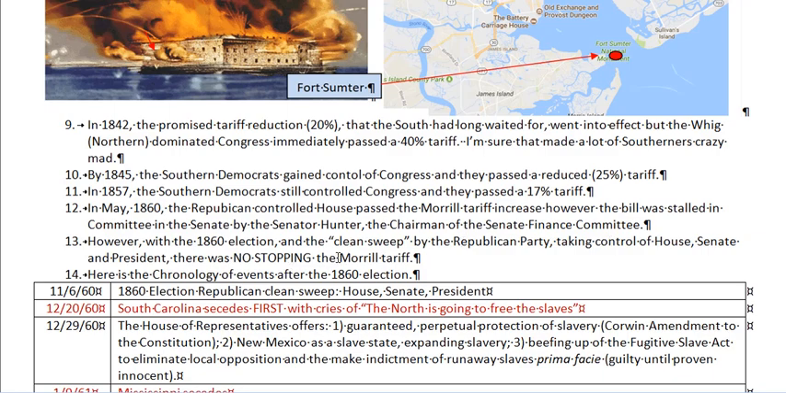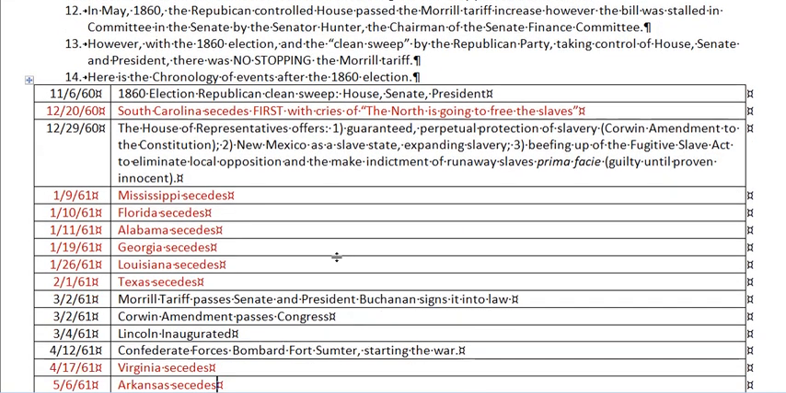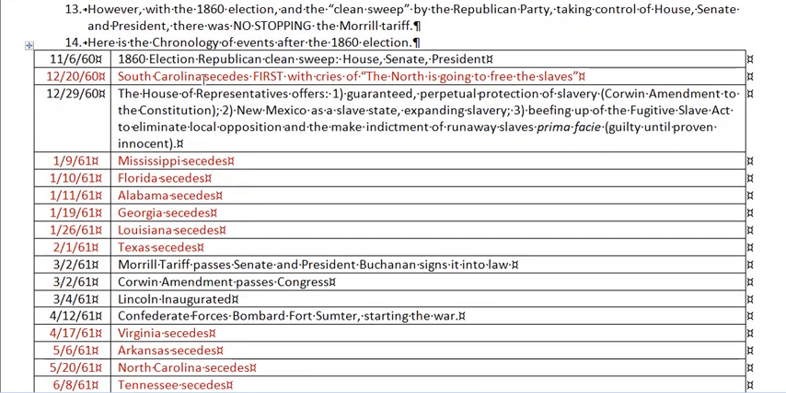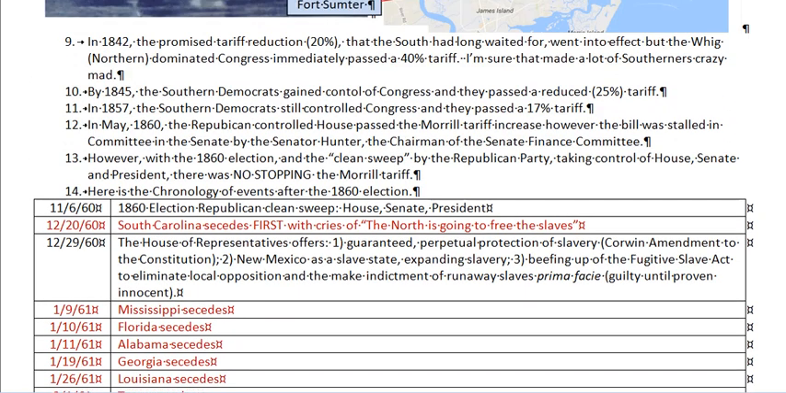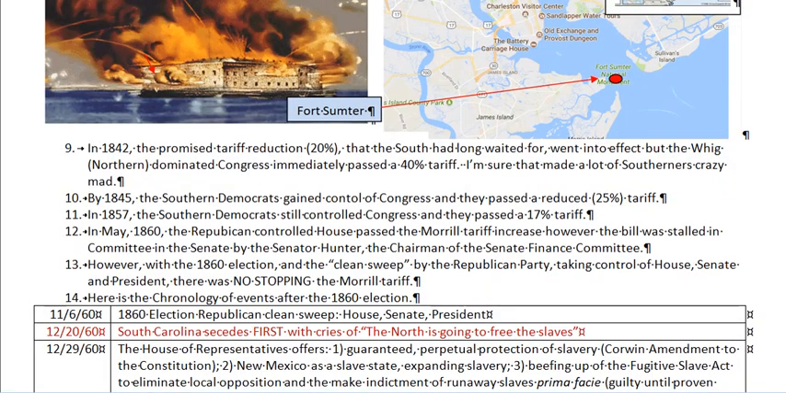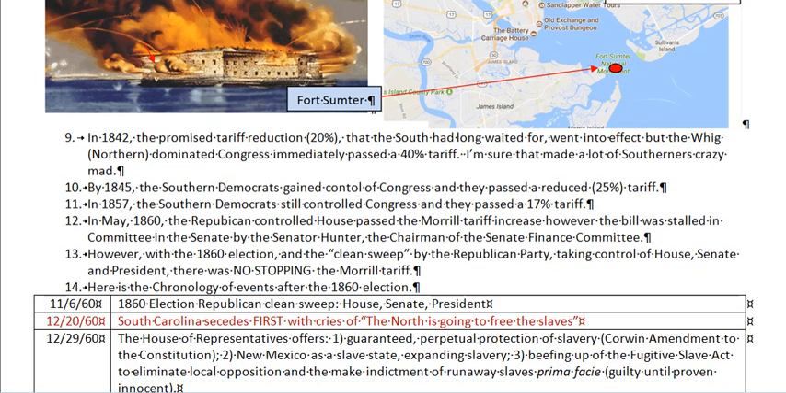So here's a quick chronology of the events that happened. We'll start with the 1860 election. There's more that happened in this, but we'll just keep our focus limited here. The 1860 election, the Republicans won a clean sweep, House, Senate, President. And then about a month later, South Carolina secedes, first with cries of the North is going to free the slaves. Right? So the South Carolina economy was heavily dependent upon cotton exports.